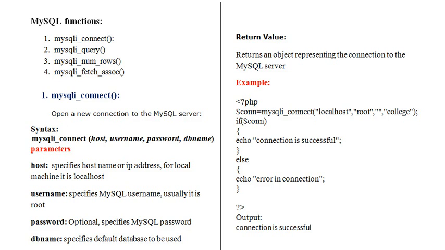So the if condition will be satisfied and we are getting the output connection is successful. So this is the program we have seen today. In the next lecture we are going to see the new function.